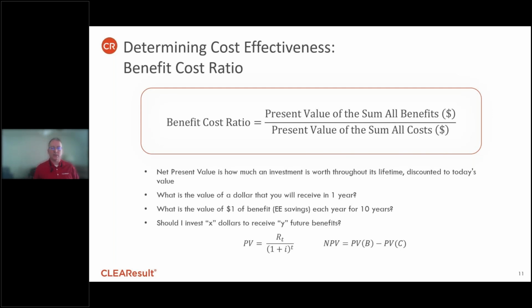Discounted to today's value. So what is the expected value of the investment that's going to mature in 10 years? What is its value in today's dollars? Because today's dollars are what matters to us today. So we ask the question then, what is the value of a dollar that you don't have yet, but you will receive in a year? And typically the answer is it's less than $1.